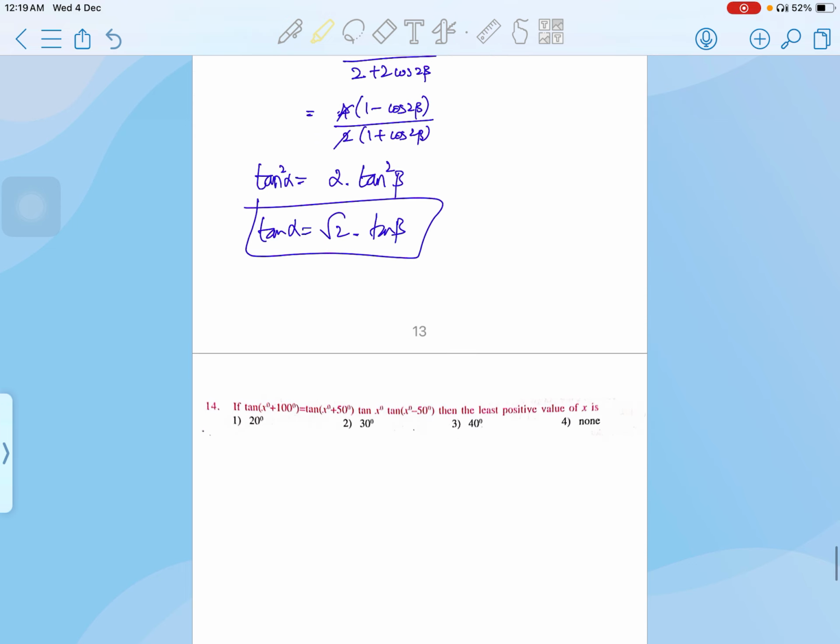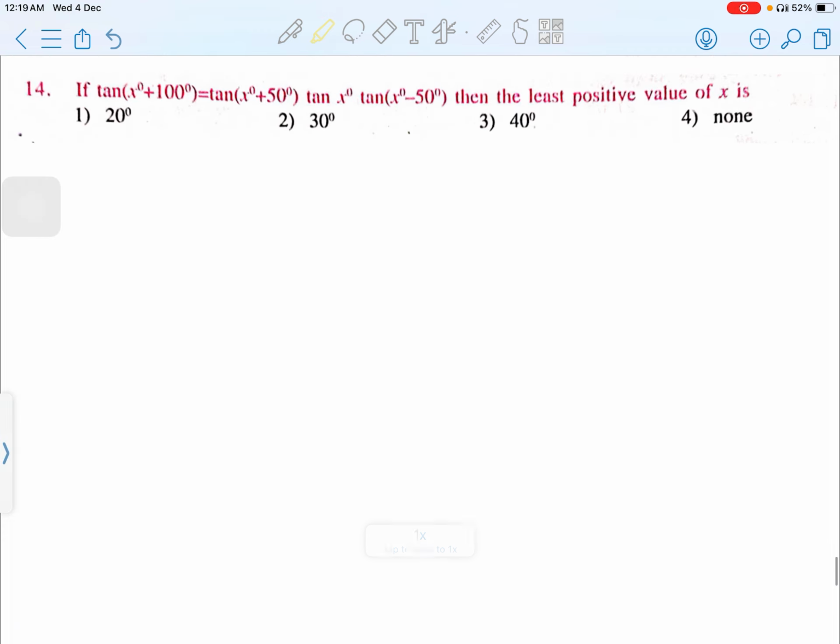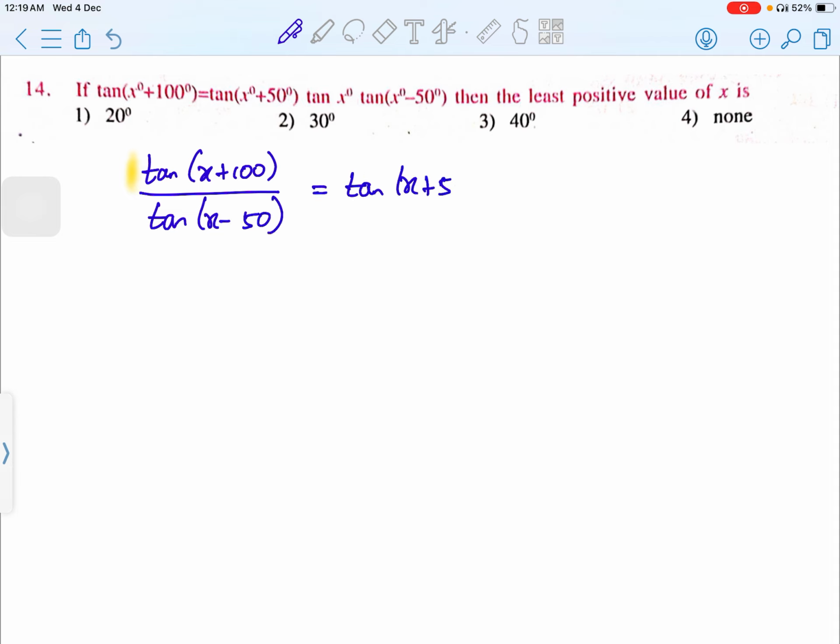Okay, now one last question. Find the least value of x such that tan of x plus 100 and tan of x plus 50 into tan x is there. So what I'll do now, I'll send that tan of x plus 100 divided by tan x minus 50 to this side. So tan of x plus 50 into tan x stays on this side itself.